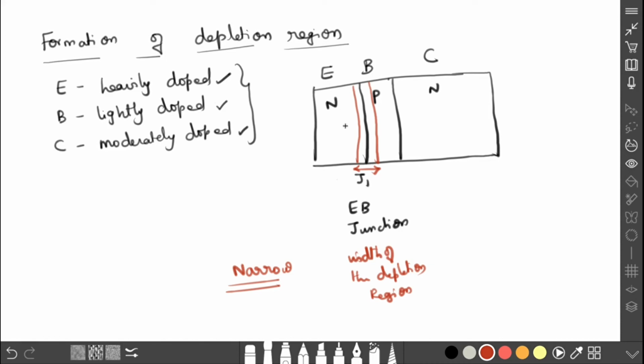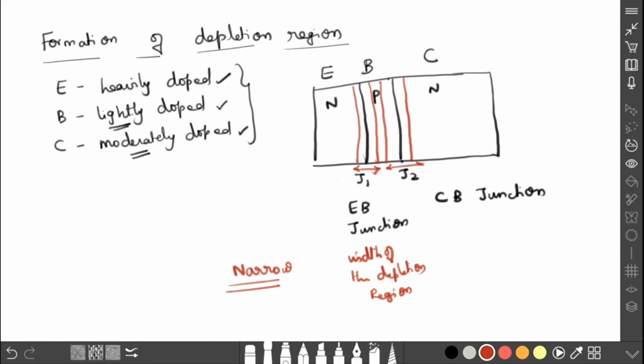The same thing applies when we come to the second junction. Who is the second junction? This part is the second junction. This junction is named the collector-base junction. Here the base is lightly doped and the collector is moderately doped, so compared with the base, the collector has more charge carriers. So in that case also, in the collector part, a very small amount of depletion region will be there, and on the P side, that is the base side, it will be like this.